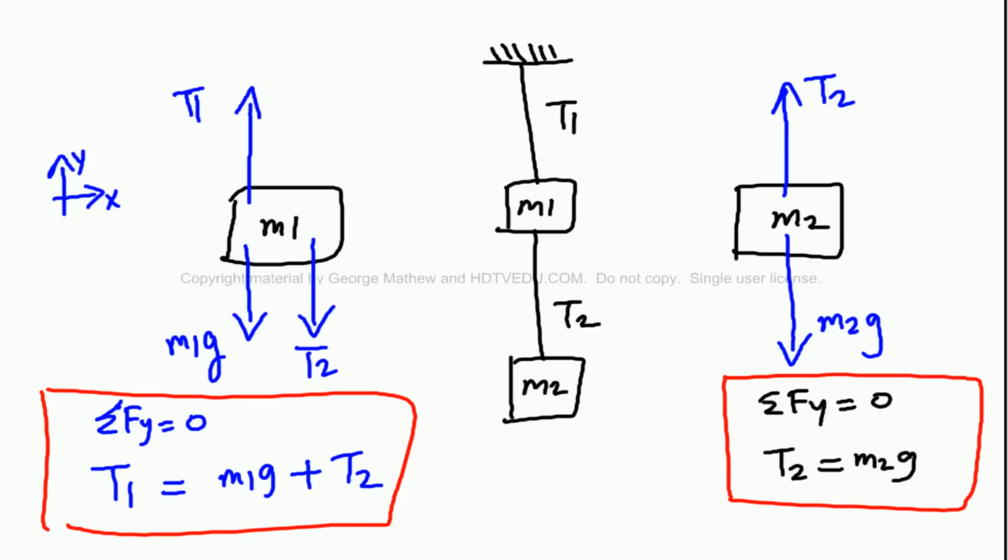So in equation 1, for the mass M1, T1 is the only force in the vertically up direction. M1G and T2 are down. For mass M2, T2 is the only force acting up on mass M2, and gravitational force acts vertically down, M2G. So let's put this on a new page. T1 equals M1G plus T2, and T2 equals M2G.